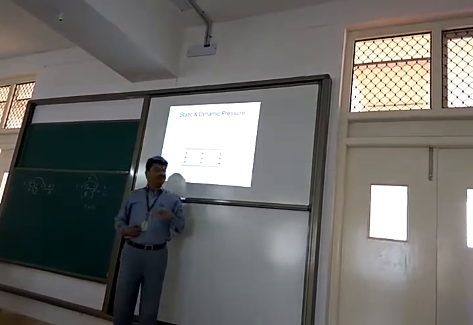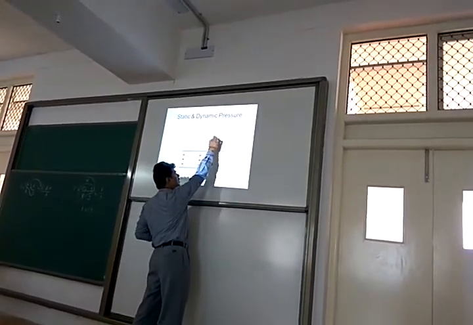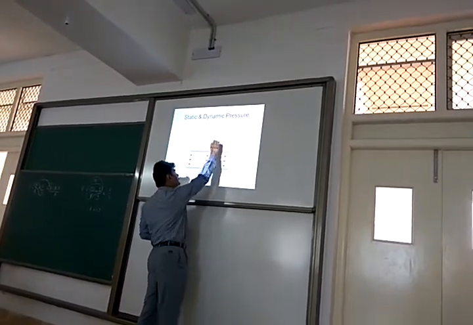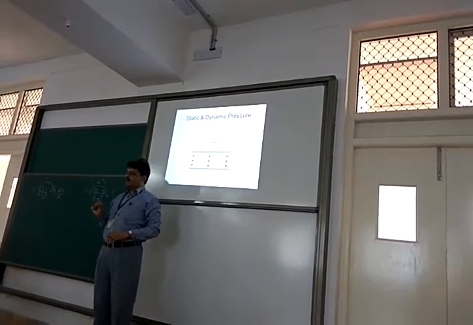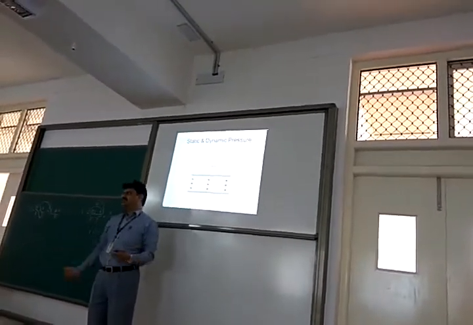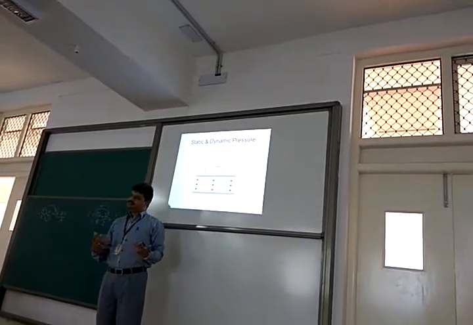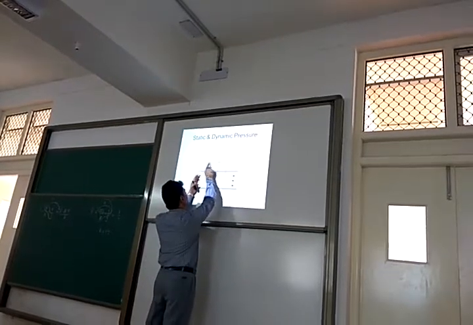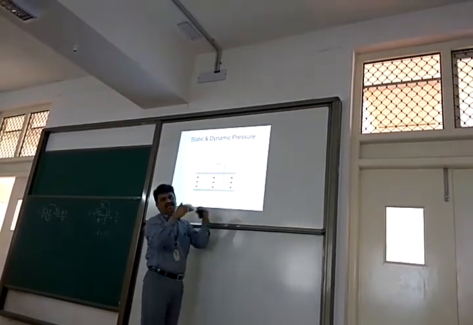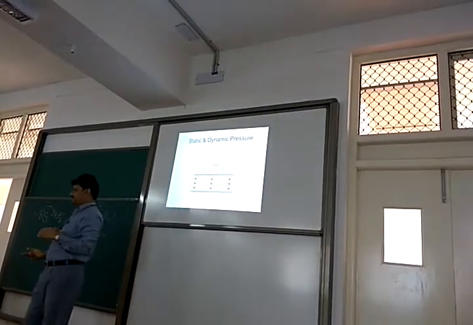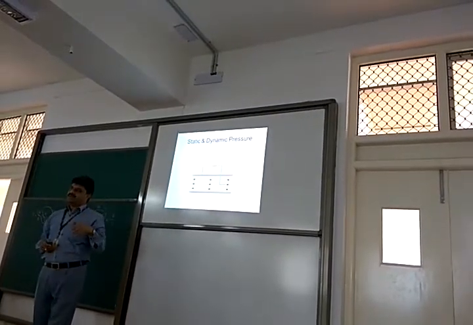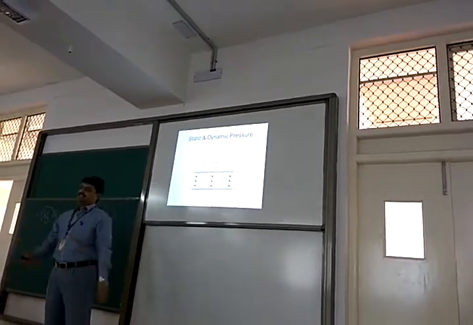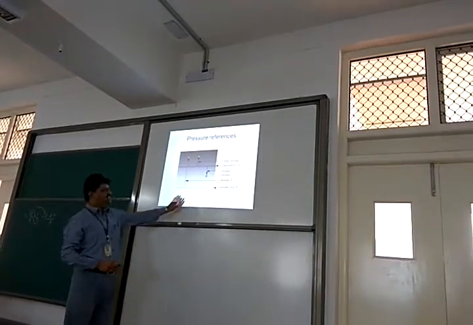This pressure at column 1 is the total pressure. This is the static pressure, and the difference between these two is the dynamic pressure. Dynamic pressure will increase if the velocity of the fluid increases, and decrease proportionally. If you make the fluid stand still, both columns will come to the same level. That means there is no dynamic pressure. So dynamic pressure comes into play because of the bulk motion of the fluid. Otherwise, it doesn't come. With this slide, we will stop.